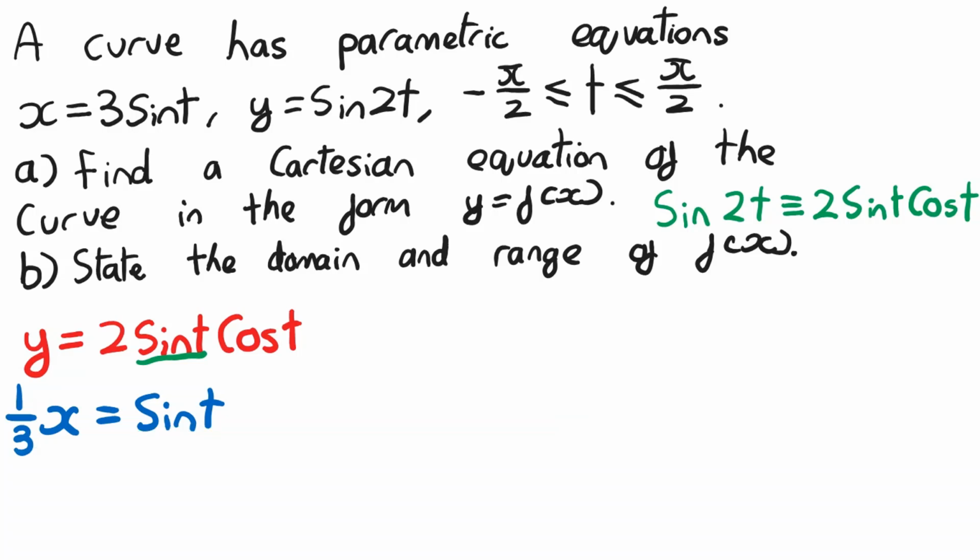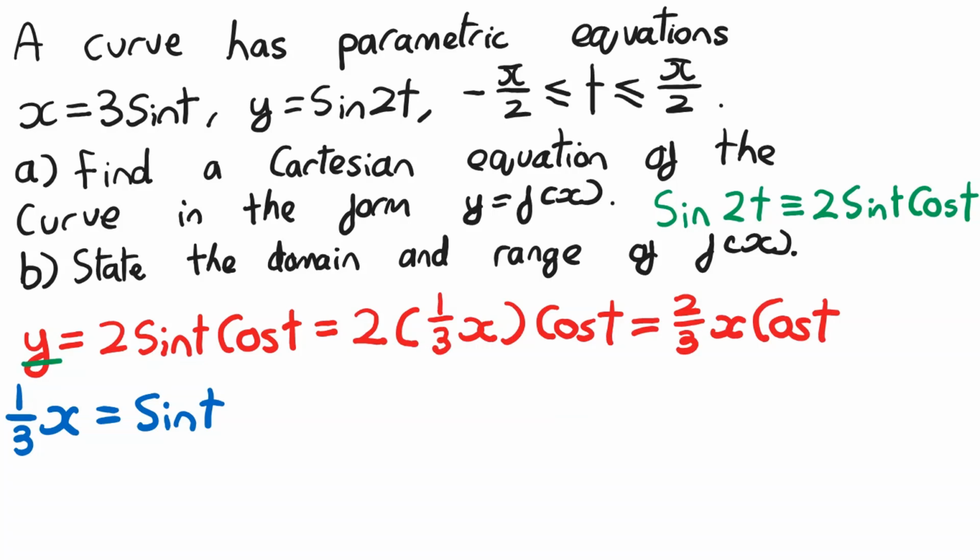So this can become y is equal to 2, and then instead of this sin t, it's 1 over 3x, and then this cos t, and then 2 times 1 over 3 is 2 over 3. So that means that y is equal to 2 over 3x cos t. Now this isn't a Cartesian equation, because even though we have y and x, we also have this t here, this cos t, so we need to get rid of this.